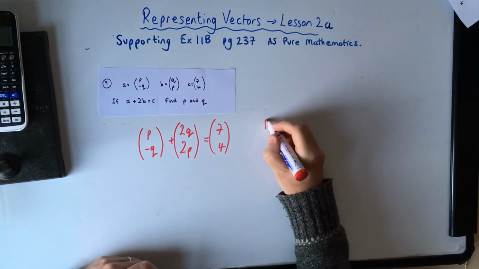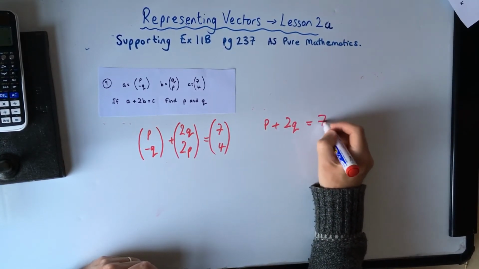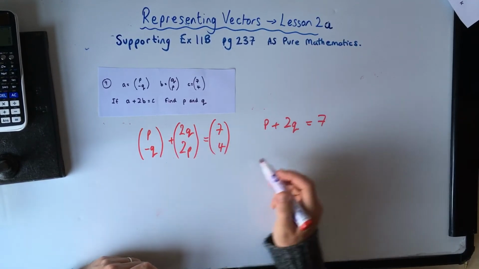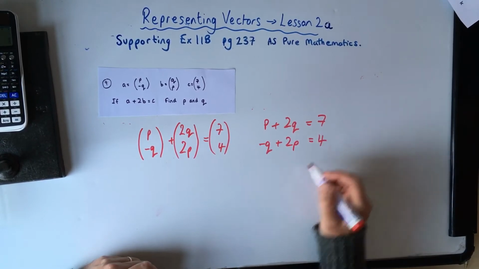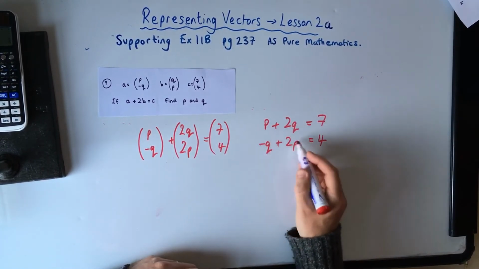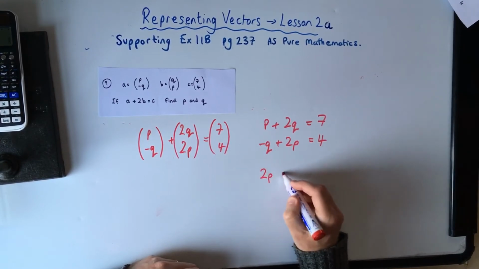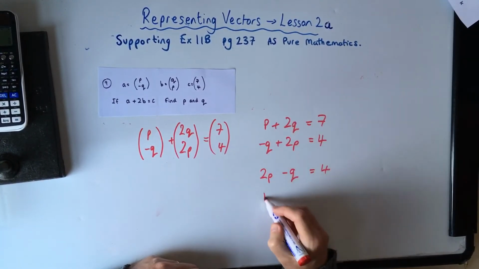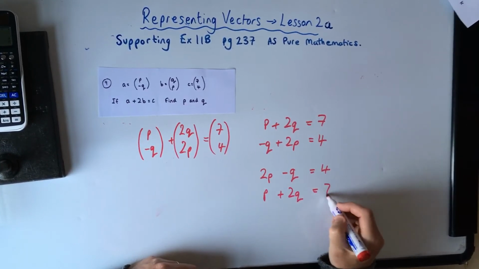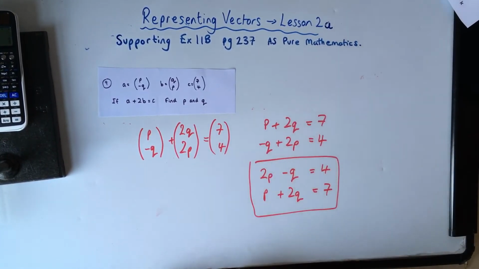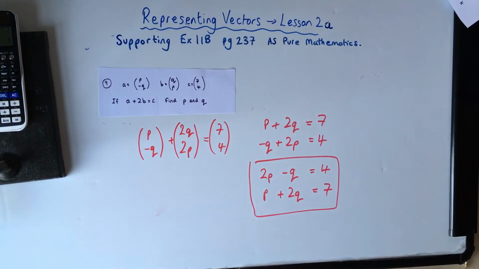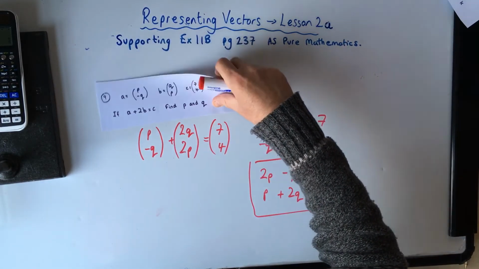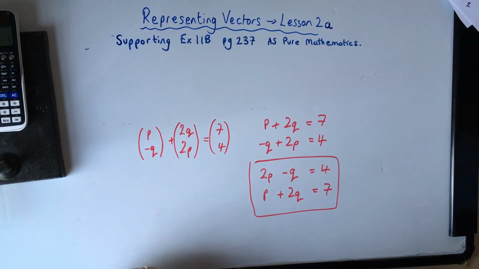You can see that p plus 2q is equal to 7, and minus q plus 2p is equal to 4. Okay. First of all, you can just switch that round and write that as 2p minus q is equal to 4, and we've got a p plus a 2q there is equal to 7. And you can see it's just a pair of simultaneous equations. You double the bottom one and take away to eliminate and do it that way, or you can do it by substitution. 2 equations, 2 unknowns. It's GCSE simultaneous equations, isn't it? Okay, so we won't finish that one off.